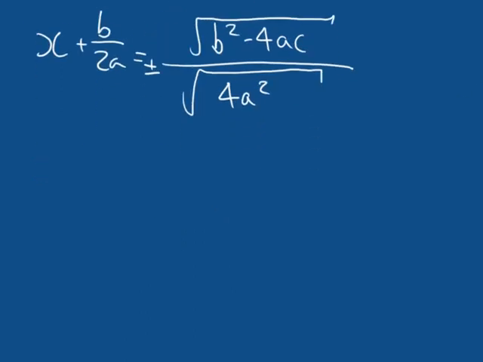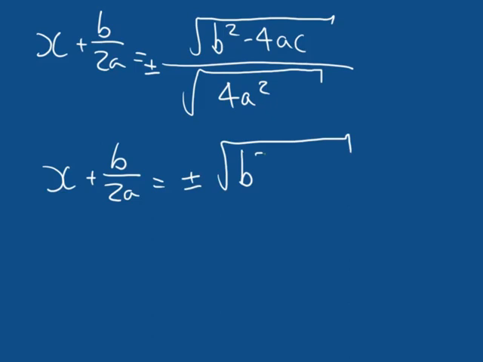And in this case, taking the square root of 4a squared, we can actually simplify this down. We can see that the square root of a squared is a, and the square root of 4 is 2. And there's another rule when working with powers that allows us to basically simplify this down. So x plus b over 2a is equal to plus or minus the root of b squared minus 4ac over, and this actually becomes 2a.